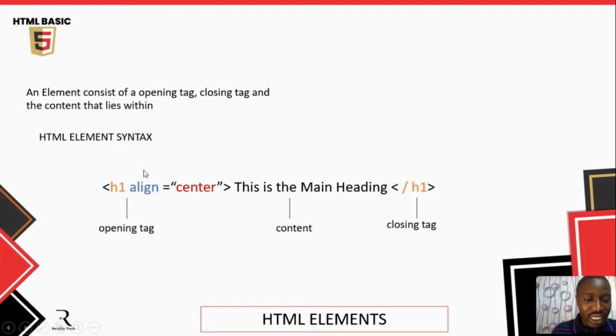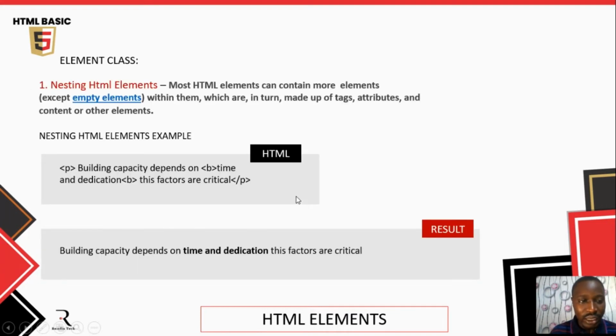So this is the syntax, so all this can be referred to as what? As an HTML element. So we have this heading one, we have the attribute, and we have the content here now. All right, so let's look at different HTML classes.